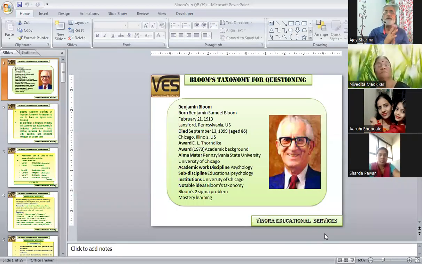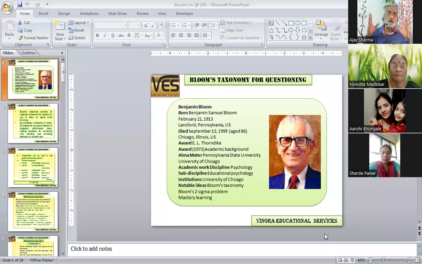Correct. Now, you see, ladies and gentlemen, we start with why this is called Bloom's taxonomy. It was discovered by Benjamin Bloom way back in 1950. छोटी सी इनकी description है. He was born in 1913 and 1999 में इनकी death हो गई. इन्होंने बहुत काम किया है education के बारे में.